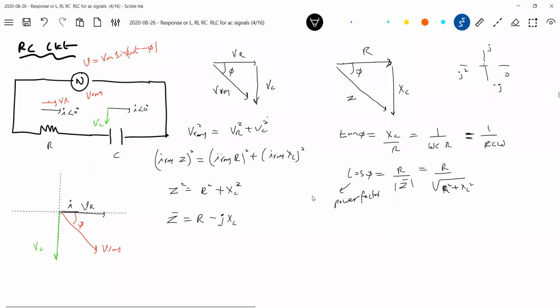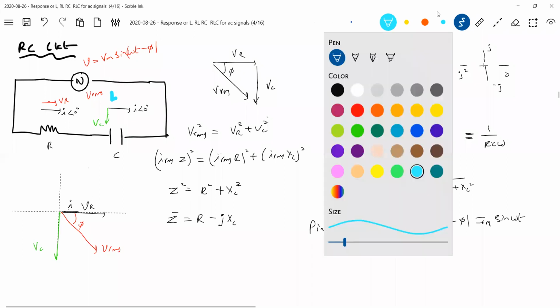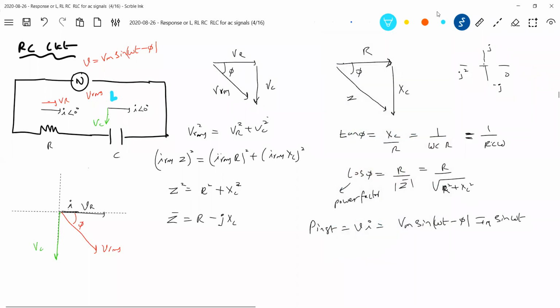Now, what about the instantaneous power? Let's see what happens to instantaneous power. The instantaneous power we define as V into I, which is equal to Vm sine (omega t minus phi) times Im sine omega t. Look now, current leads the applied voltage. So therefore I'll give a name for this circuit. I'll call it a lead circuit. The RC circuit is called a lead circuit here.